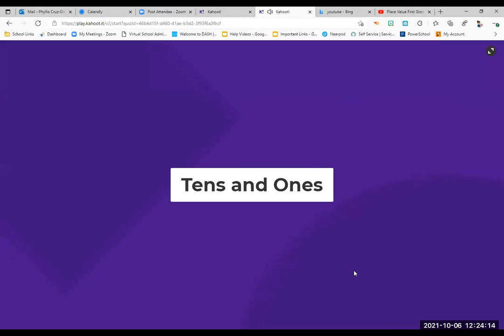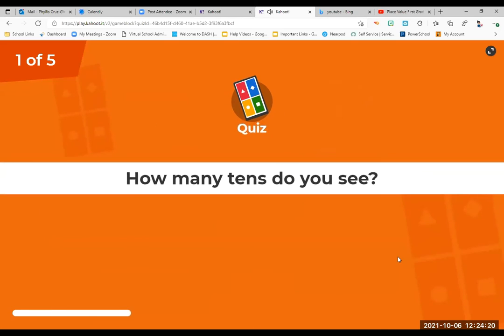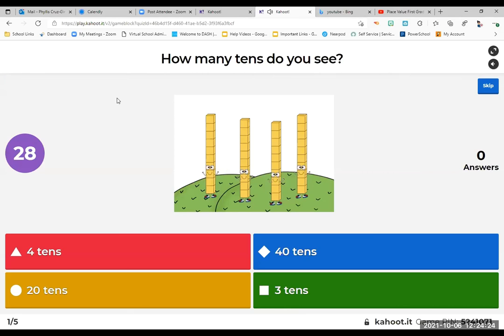Tens and ones. Place value. Everybody has their own place. Oh, it's only 5 questions. It's gonna be super short. Let's look at this picture. How many tall tens do you see? No, you don't see 40. There are not 40 teenagers standing there. How many are there?